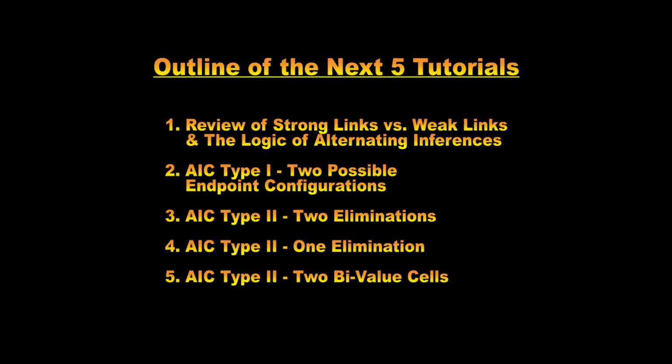Here is a brief outline of these next 5 tutorials. First, we're going to review the characteristics of strong links and weak links and the method we use to connect them in such a way that allows us to make logical deductions. Then we're going to look at an AIC type 1, which will always begin and end with the same digit candidate, regardless of which candidates are in between, and we will examine the 2 ways in which the endpoints can relate to each other. Then we will switch to type 2, which will always begin and end with different digit candidates located in cells that can see each other, and we will explore the 3 possible outcomes for these type 2 chains. Okay, let's get to it.